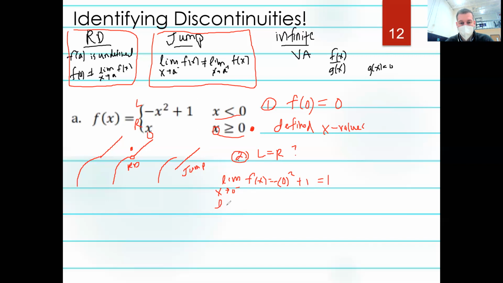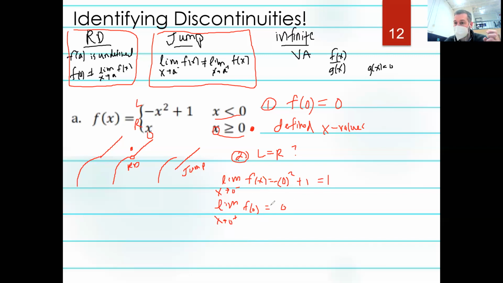Now let's find the right limit, which is going to be that second function. We're going to plug 0 into x, which is just 0. So what I have here is basically the left-handed limit is 1. So if I think about this function, it's going up and it's going to stop at 1 from the left side.